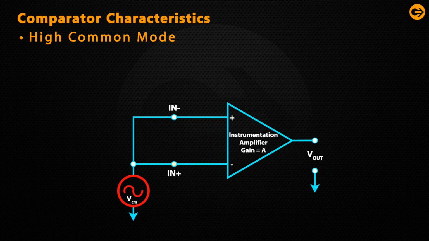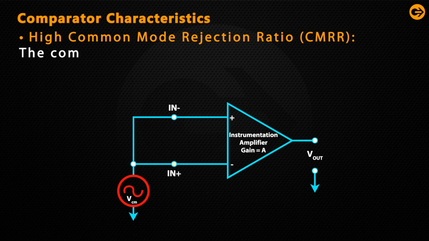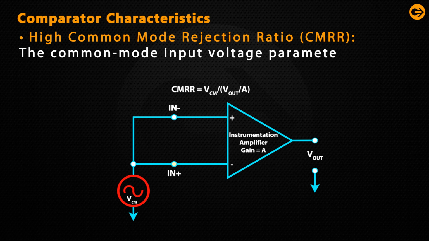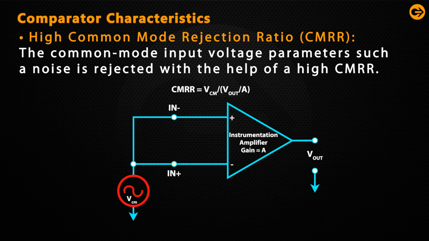High common mode rejection ratio, that is also known as CMRR. The common mode input voltage parameters such as noise are rejected with the help of a high CMRR.